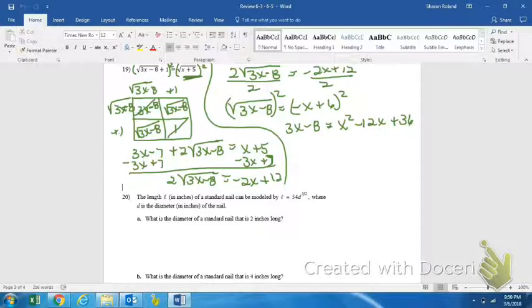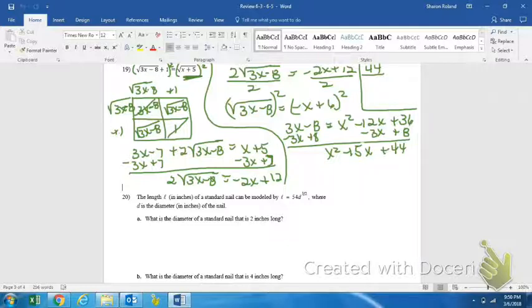Hold on. From here, I'm going to put everything on one side. So that's minus 3x plus 8. And you have x squared minus 15x plus 44. And we need to factor this if we can. And so we need to find the factors of 44. I'm going to do this right up here in this box. Factors of 44 that add up to be 15.